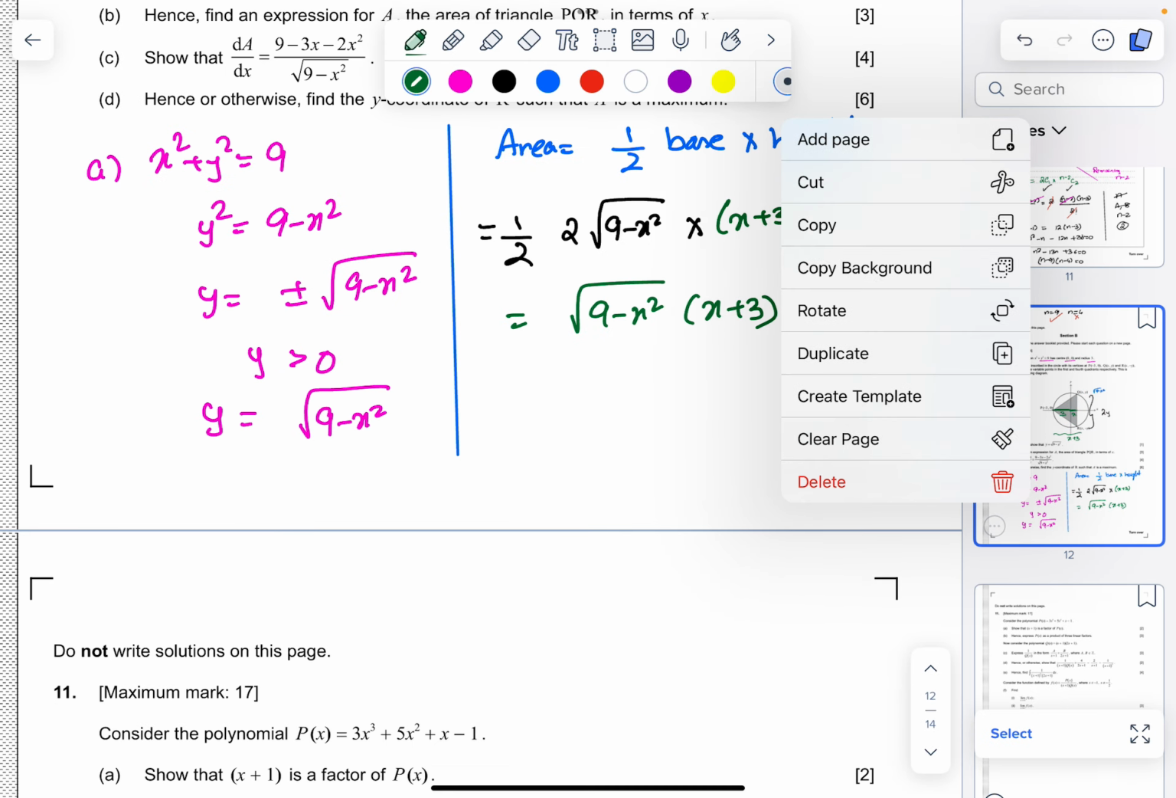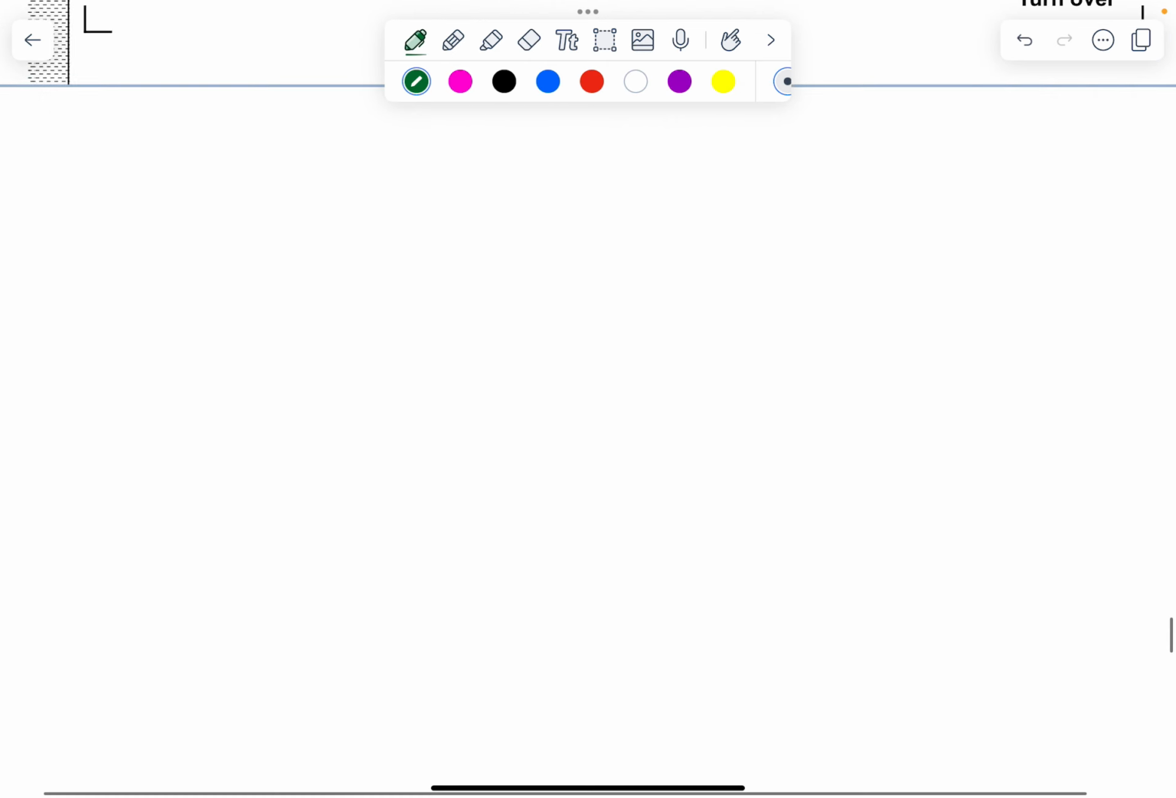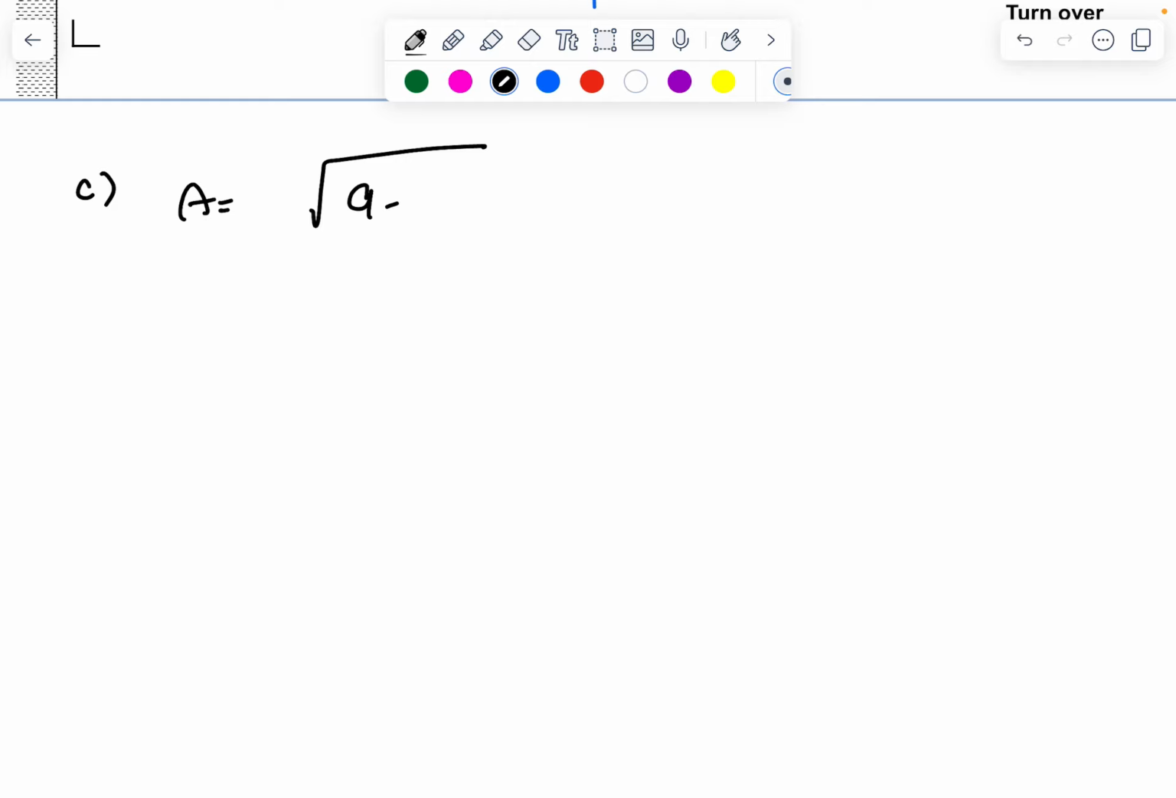So, let me add a page over there. So A equals square root of 9 minus x square times x plus 3. So dA upon dx equals the square root of 9 minus x square times the derivative of x plus 3, which is 1, plus x plus 3 times 1 by 2 root of 9 minus x square times minus 2x. Remember what I have done? I have done root x derivative is 1 by 2 root x. That is the formula I have used.